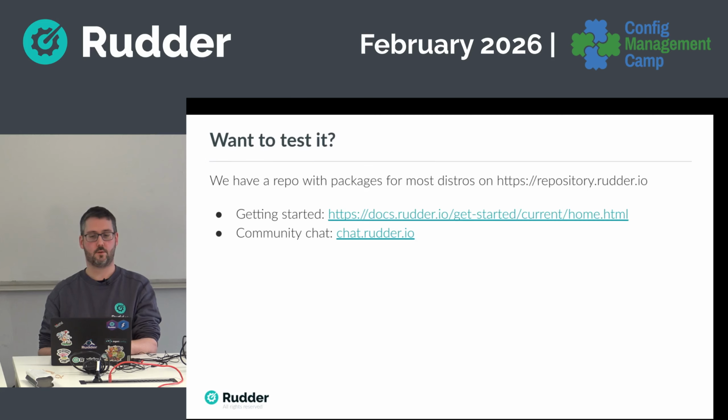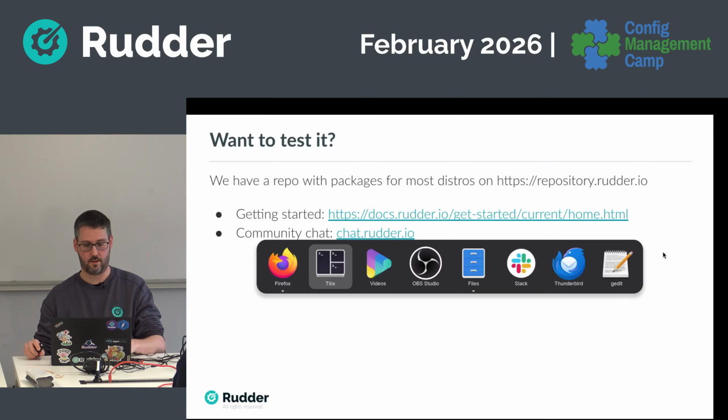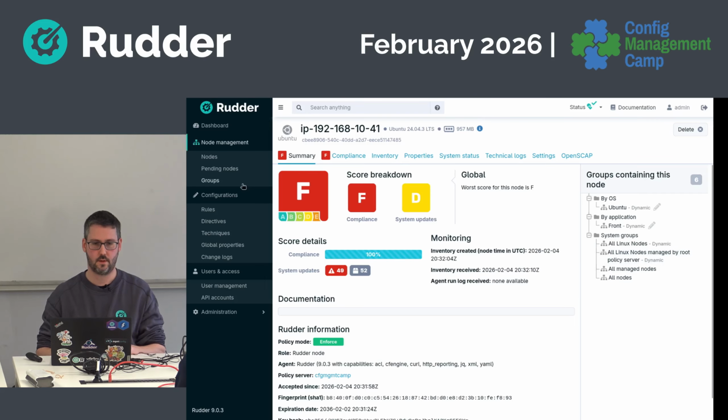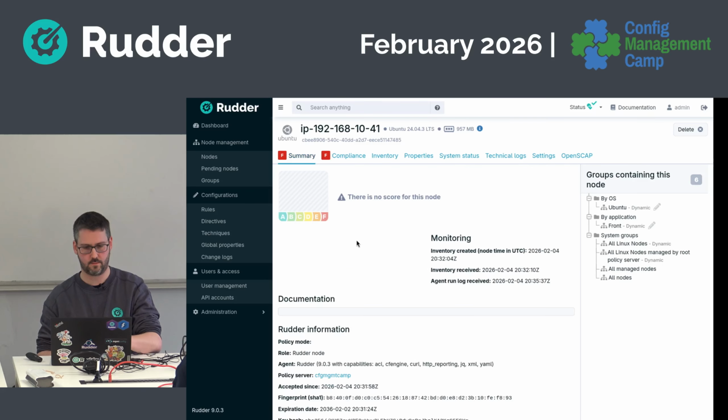We have a repository with packages for most distribution on repository.rudder.io. We have a documentation which is fairly comprehensive on docs.rudder.io. We have a matrix chat on chat.rudder.io. And we'll check if we do have a website.